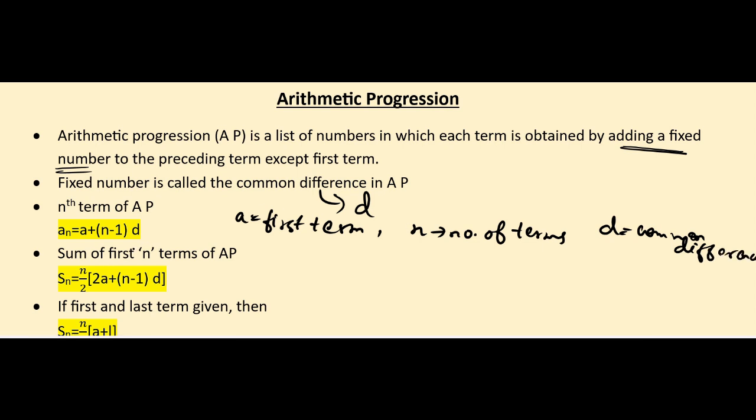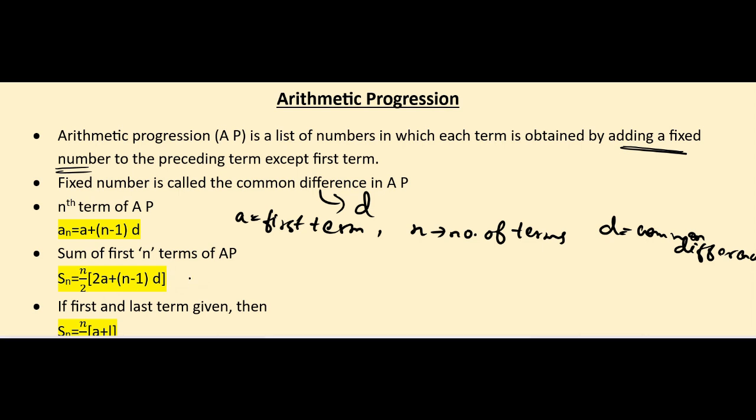Then the next formula: the sum of the first n terms of an arithmetic progression, Sn = n/2 (2a + (n - 1) d). Here n means the number of terms, a means the first term, and d is the common difference.